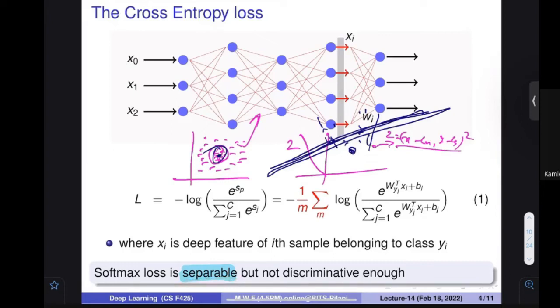However, we have found that this kind of method is not discriminative enough. It is not very discriminative. So what do I mean by this? Separable means that if you use this kind of feature, you can find the right kind of plane that can separate your things over there.